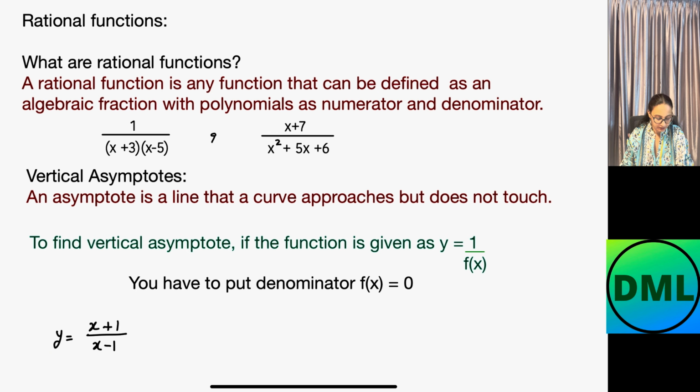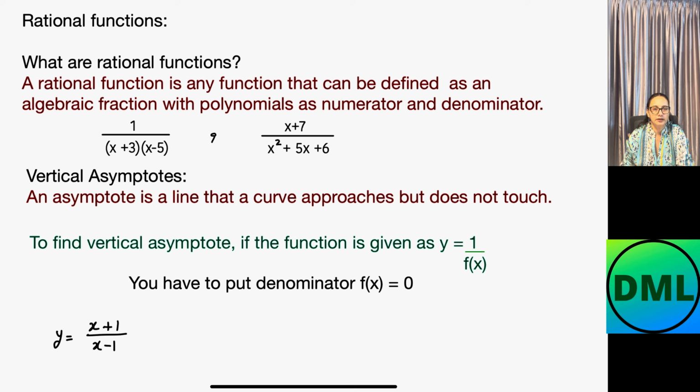Rational functions. What are rational functions? A rational function is any function that can be defined as an algebraic fraction with polynomials as numerator and denominator. Let's see the example here: 1 over (x + 3)(x - 5)(x + 7) divided by x² + 5x + 6. So the numerator may be a constant or a polynomial, divided by a polynomial.